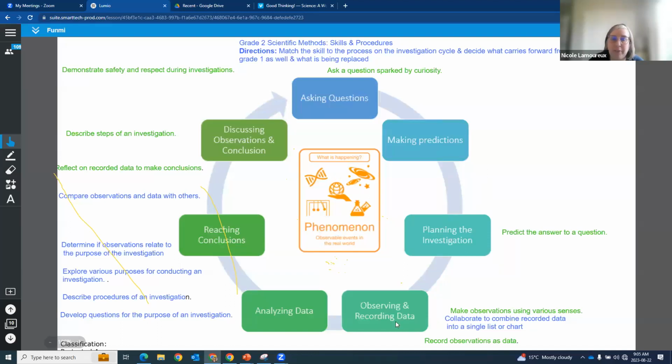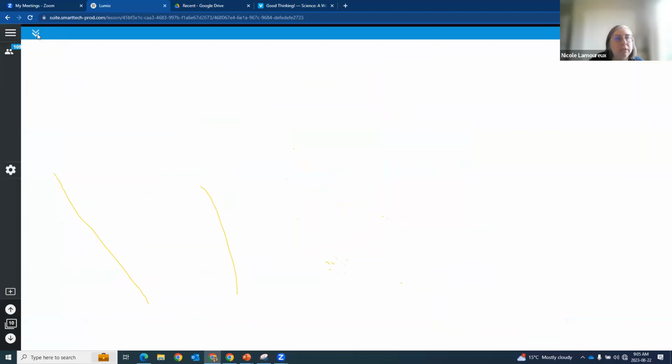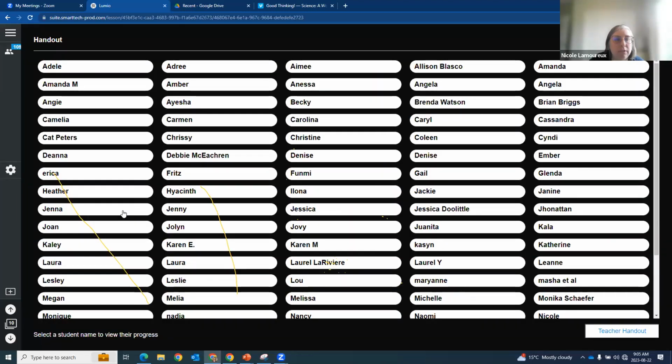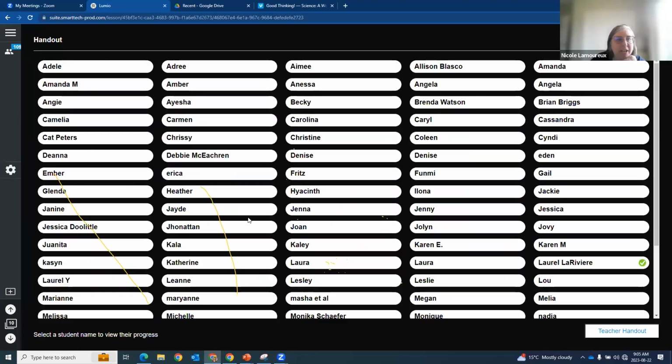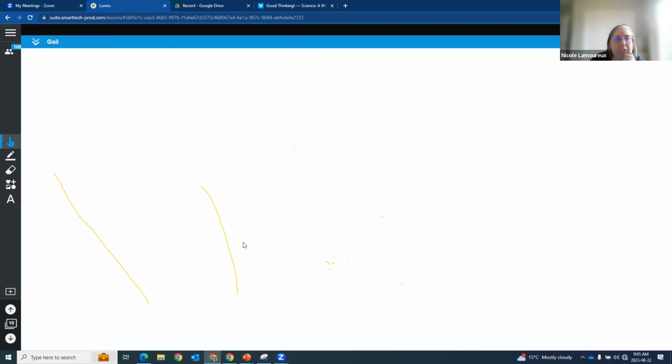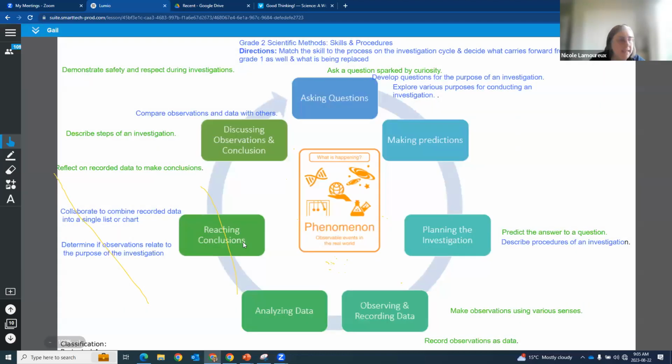I already see observing and recording data. Someone just put in collaborate and combine recorded data into a single list or chart. Awesome, I'm helping everybody out with that one. I'm going to give you a few minutes with this one because it takes a little bit longer now. Grade 1 was a little bit easier, but in grade 2 we're adding that layer.